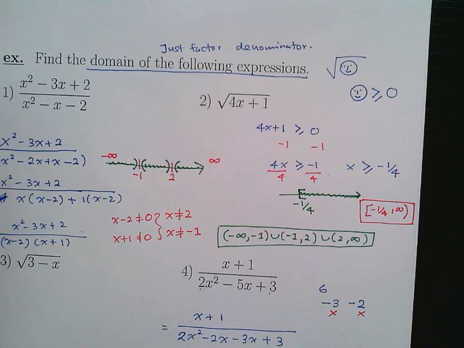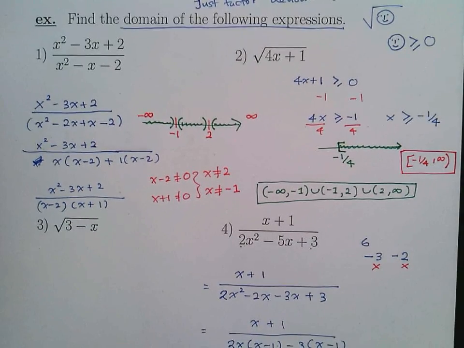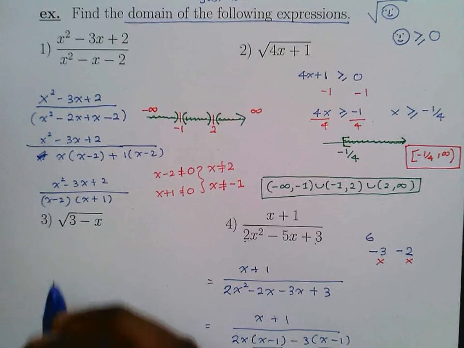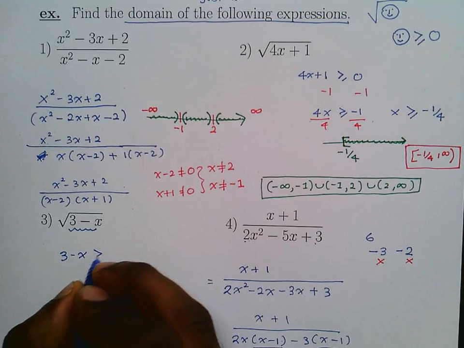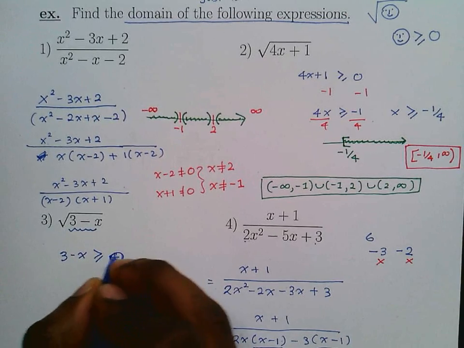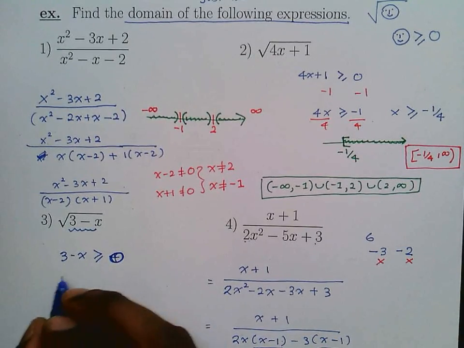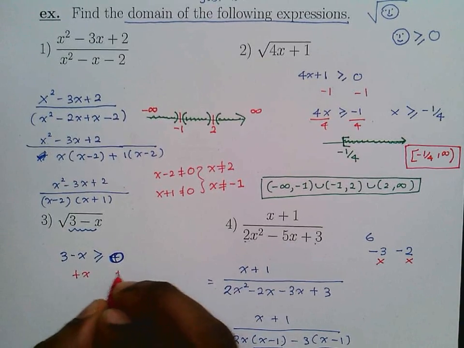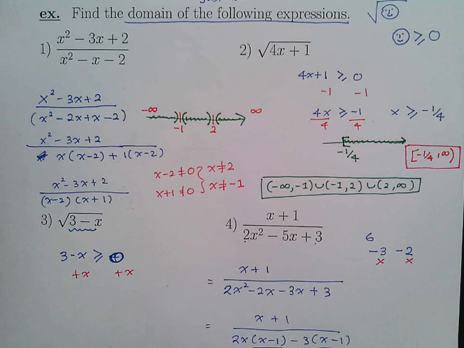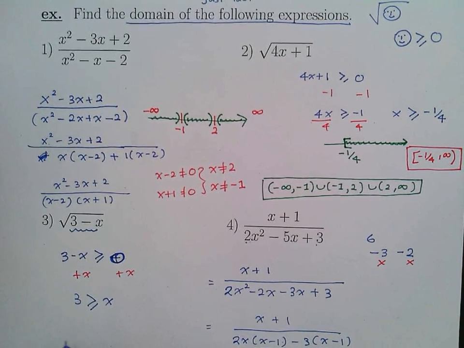So that's how we do it. Take the inside and set it greater than or equal to 0. And 3 minus x, again take the inside and set it greater than or equal to 0. 3 minus x greater than or equal to 0. I would add x to both sides. So you get 3 greater than or equal to x. Or in other words, x is less than or equal to 3.